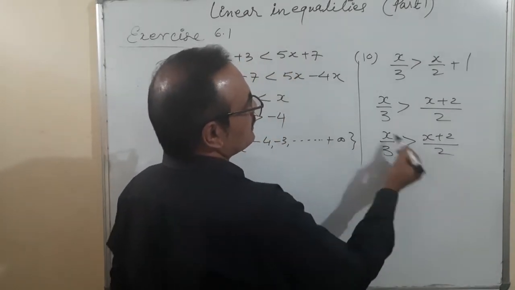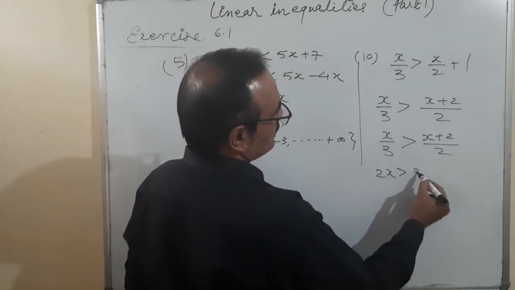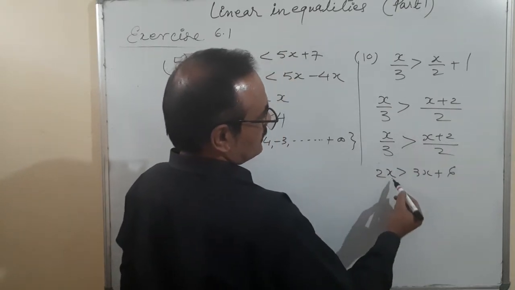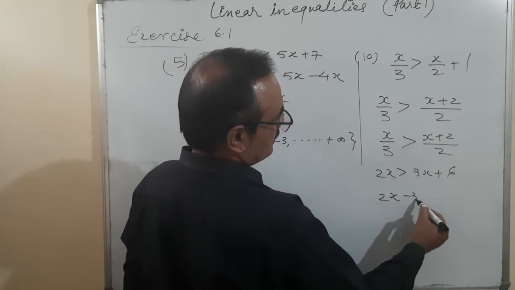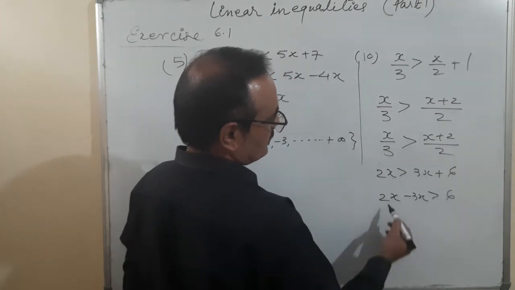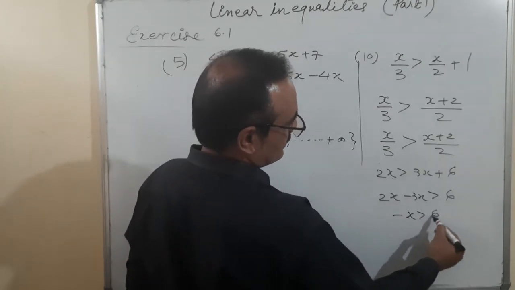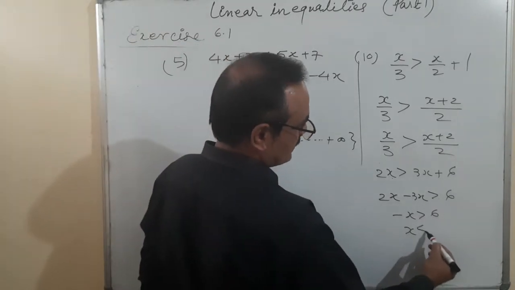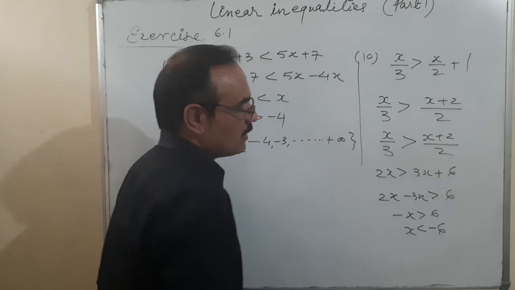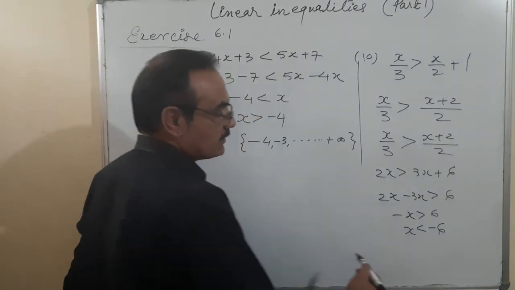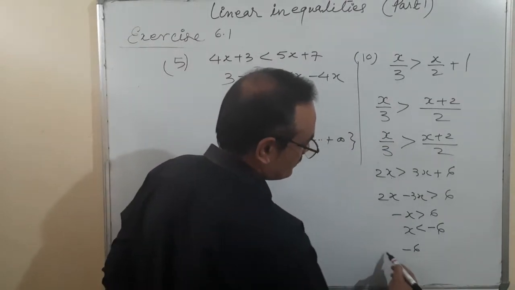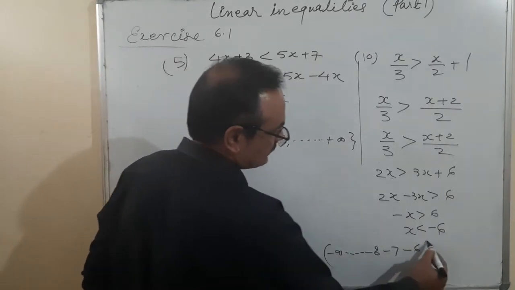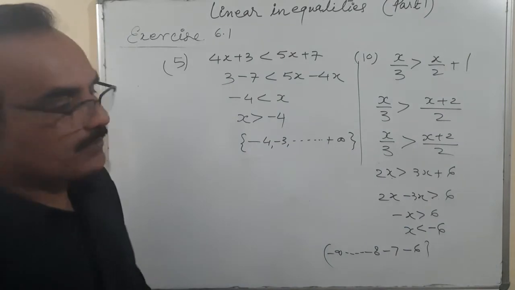Make cross multiplication: 2x is greater than 3x plus 6. So 2x minus 3x is greater than 6, minus x is greater than 6. When we make x positive, what should be done? x is less than minus 6. So the value of x is less than minus 6. That means minus 6, minus 7, minus 8, down to minus infinite. This is the value of x.